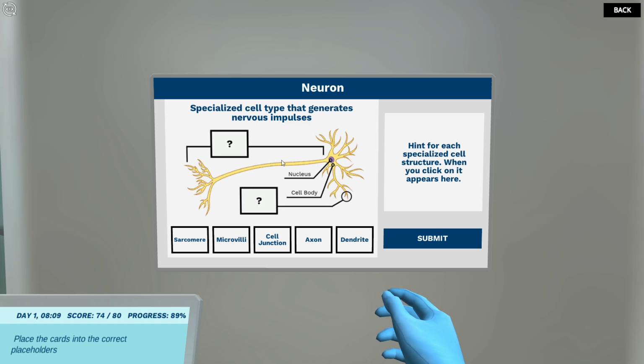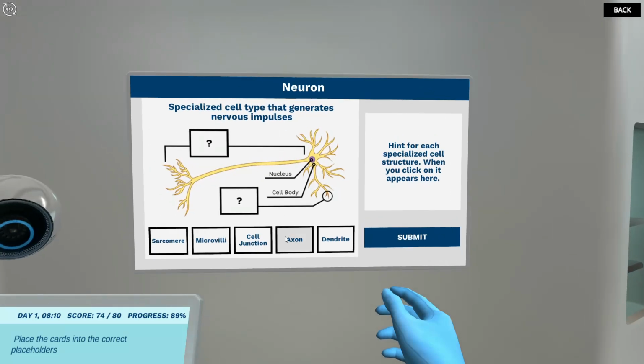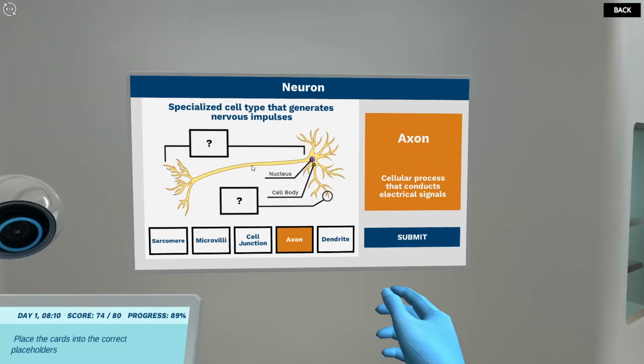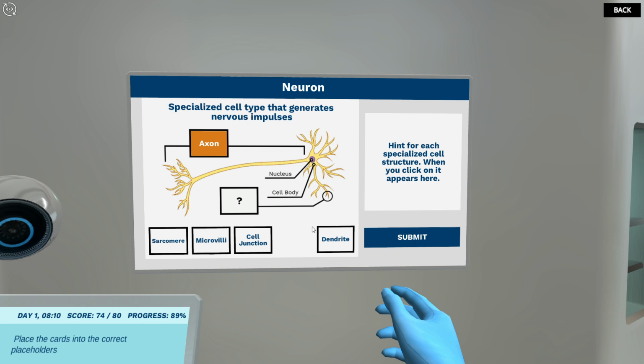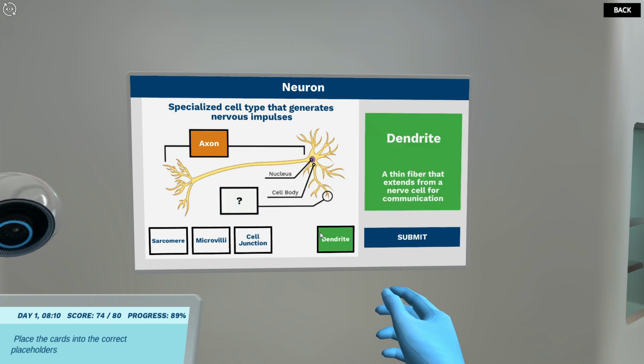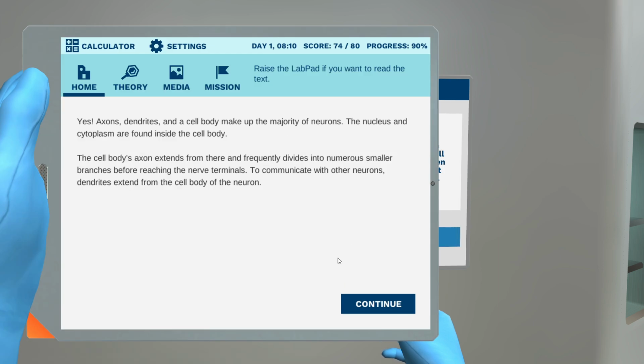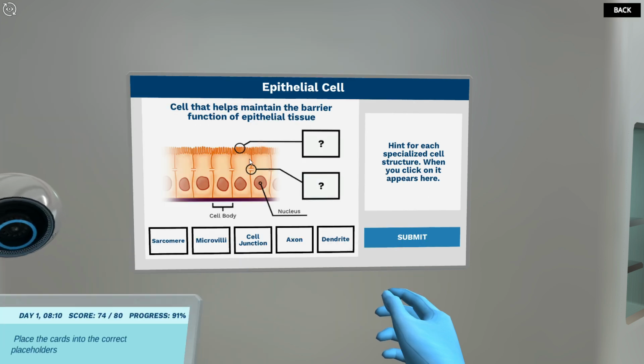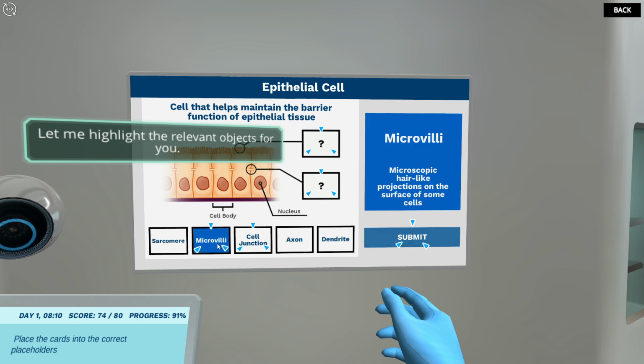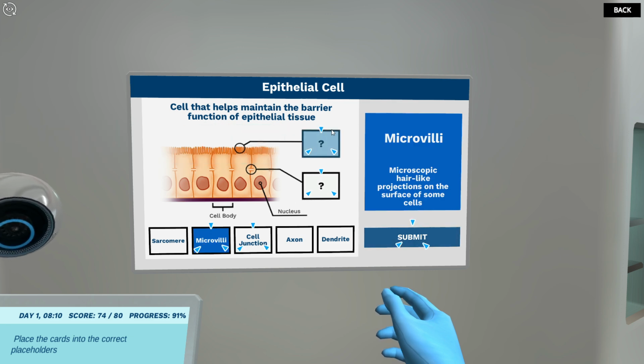Neurons are specialized cells that send information to other nerve cells, muscle cells, or gland cells. They are the basic functional unit of the brain. Place the cards into the correct placeholders. Yes, these cells are packed tightly together and serve as a barrier between the interior and exterior of the body. Epithelial cells form the epithelium, which are sheets that cover different body surfaces and can come in contact with foreign substances. Place the cards into the correct placeholders.